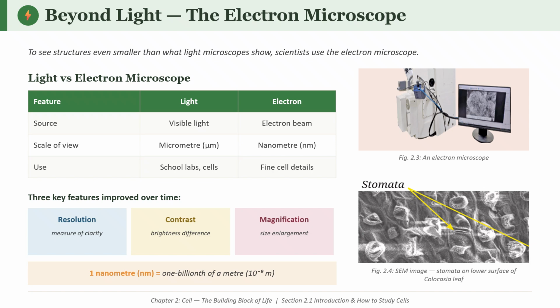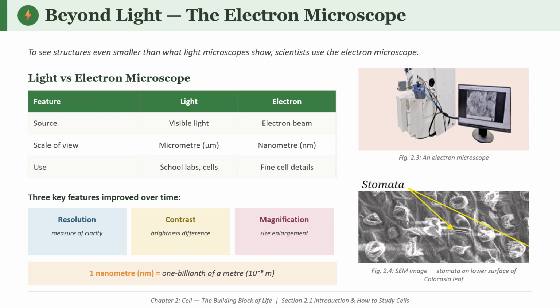Let us see some differences between them. What is the source of light? In the light microscope, it is visible light. In the electron microscope, the electron beam is the light source. And scale of view: here it is measured in terms of micrometer, and here it is measured in terms of nanometer. Very small, right? The light microscope is used in school labs and mostly in some colleges. The electron microscope is used for fine cell details, children. That is why it is used in research institutions or universities.